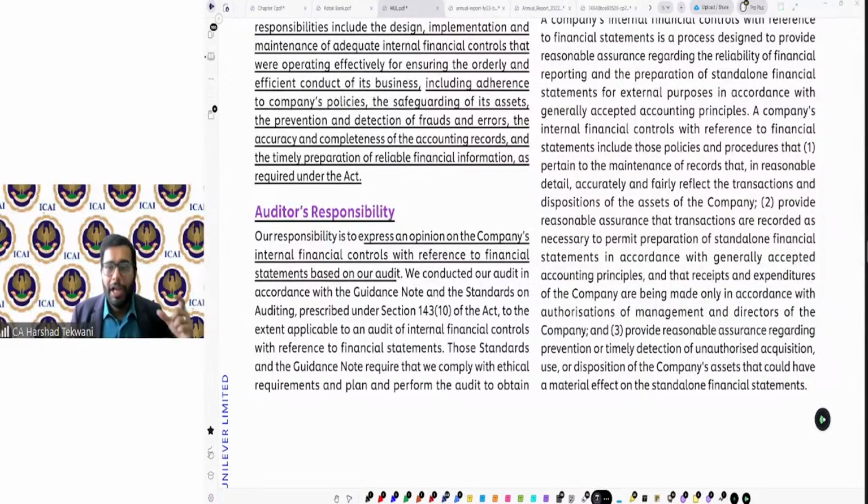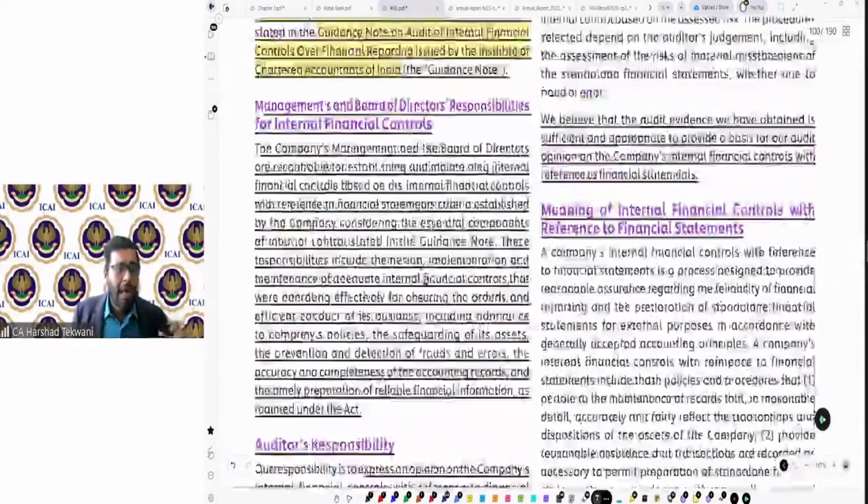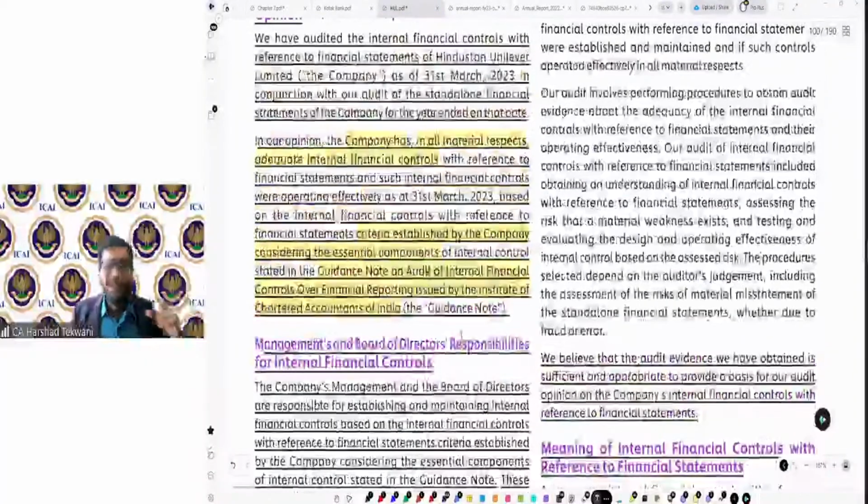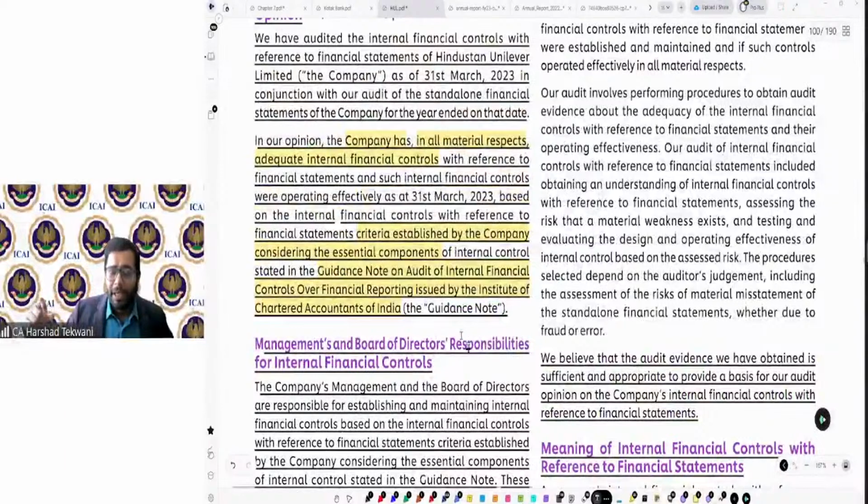Same way for the internal financial controls with respect to financial reporting. Now the criteria is as per the guidance note. So the guidance note tells the company or the auditor how these controls should be designed and implemented. So we compare the controls with the criteria provided in the guidance note. Simple. Any doubt, guys, with respect to this one?